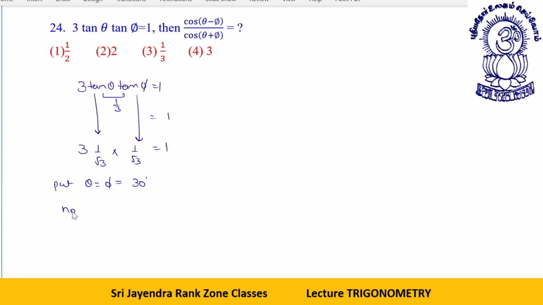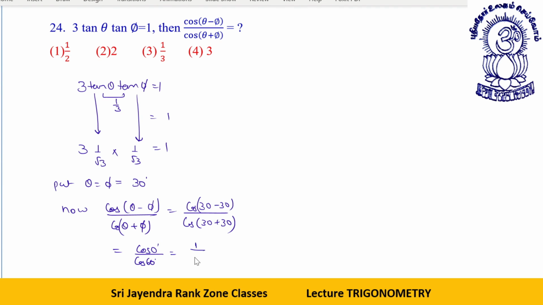Okay, now cos theta minus phi over cos theta plus phi, that is cos 30 minus 30 divided by cos 30 plus 30. This will give you cos 0 degree upon cos 60 degree. That is 1 upon cos 60, which is 1 by 2. That is 2, and option number 2 is your answer. Okay, dear students, let's move to the next one.